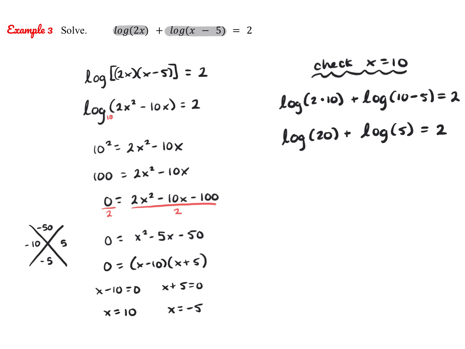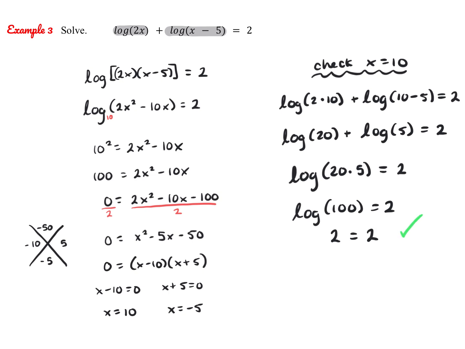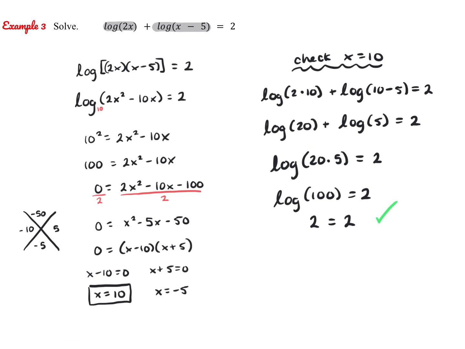I'm going to condense these using my product property. The common log of 20 times 5, which is the common log of 100. And 10 to what power makes 100? 2. So this logarithm is equal to 2. So we get a valid true statement. So x equals 10 is a solution.